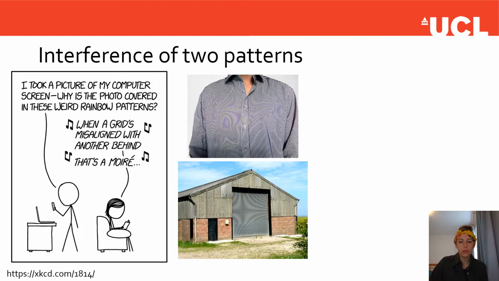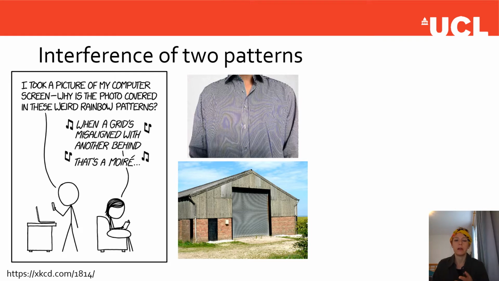Okay, so if you're not familiar with what these two people in the comic are talking about, then it's this. Here we've got two photos of a man in a quite natty striped shirt and a corrugated barn door. And what you can see is these weird rainbow patterns, almost like an oil spill type pattern over the top of this shirt and this barn door. And you don't see them in other parts of this barn image, for example. And what these weird, loopy, fat patterns are moire interference patterns.